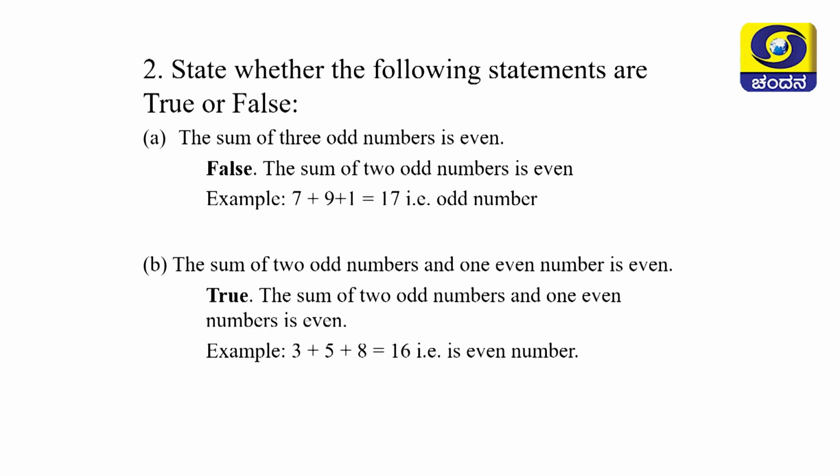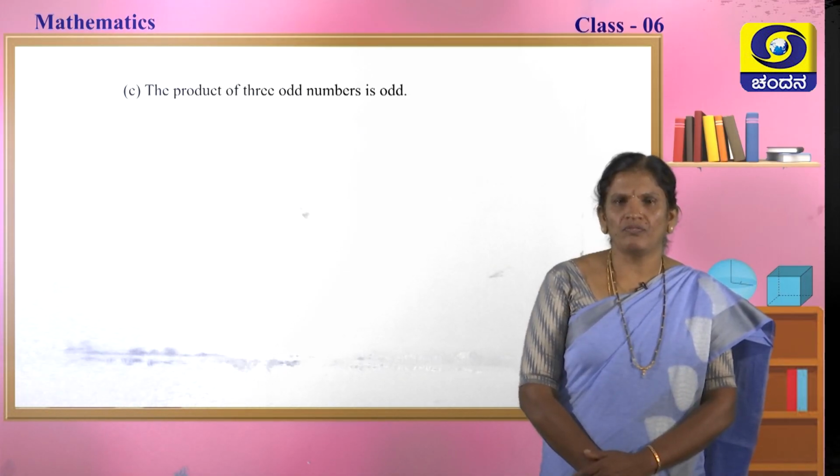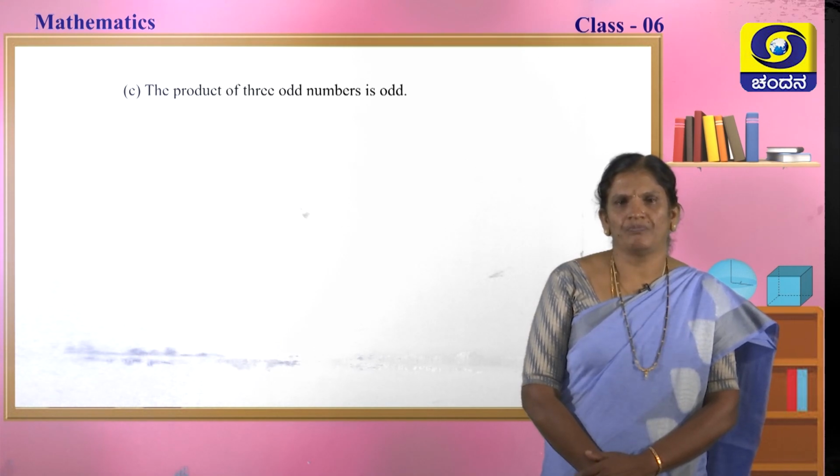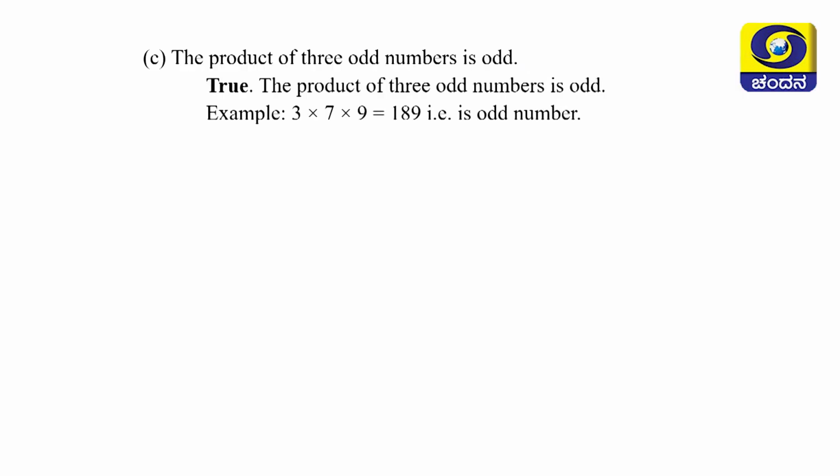B question, the sum of two odd numbers and one even number is even. True. The sum of two odd numbers, see, take 3 and 5 plus 8. 3 and 5 are odd numbers, 8 is an even number. Their sum is 16. Again it is an even number. Yes, it is true. C question, the product of three odd numbers is odd. True. Product of three odd numbers, see example, 3 into 7 into 9, the product is 189, it is an odd number, so it is true.